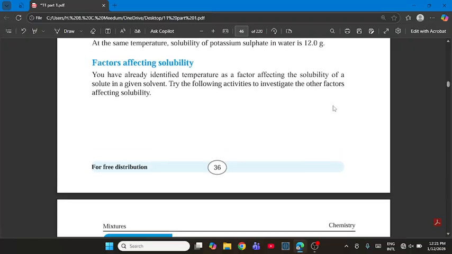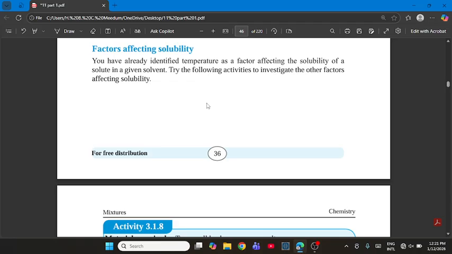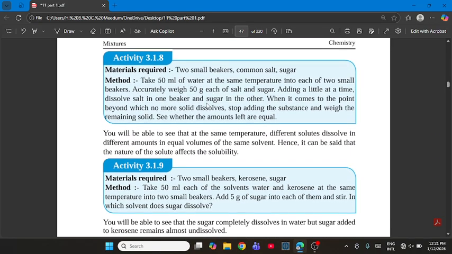Factors affecting solubility. You already have heard one factor. What is that? Temperature. So the factor temperature is mentioned above. You have already identified temperature as a factor affecting the solubility of a solute in a given solvent. Try the following activities to investigate the other factors affecting solubility.